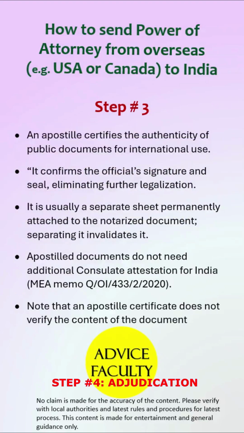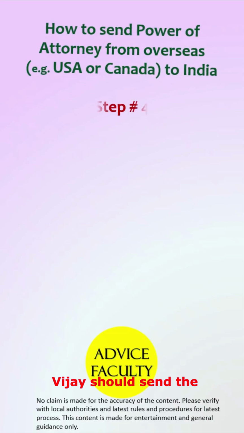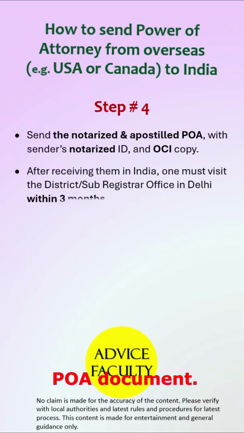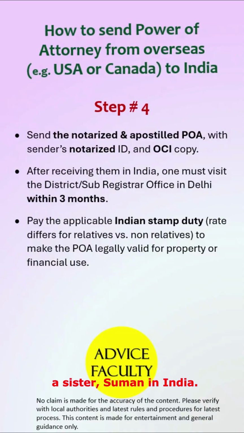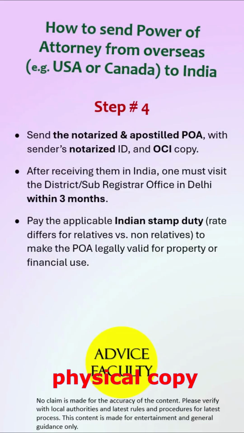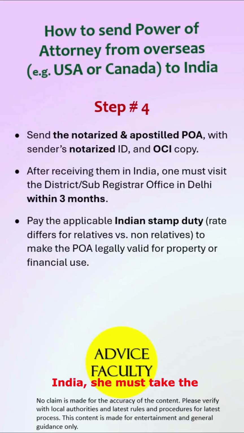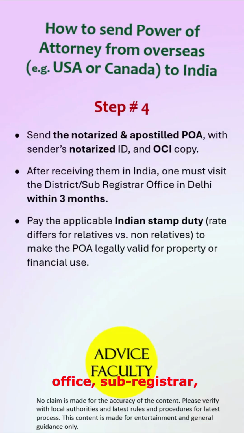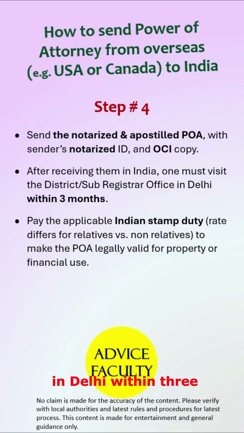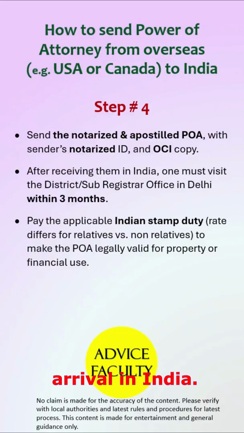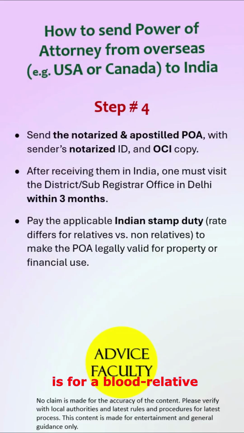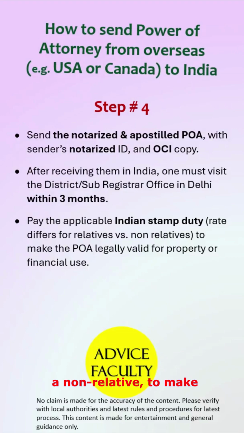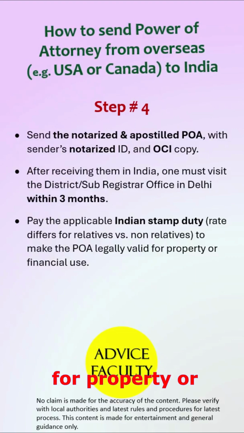Step 4. Adjudication of the POA in India. Vijay should send the notarized and apostilled POA document, his notarized government-issued ID, such as driver's license or passport, and a copy of his OCI card to his sister, Suman, in India. After Suman receives the physical copy of the documents in India, she must take the documents to the district registrar's office, sub-registrar, in Delhi within 3 months of the documents' arrival in India. She will also pay the required Indian stamp duty, which varies if the POA is for a blood relative versus a non-relative, to make it legally enforceable for property or financial acts.